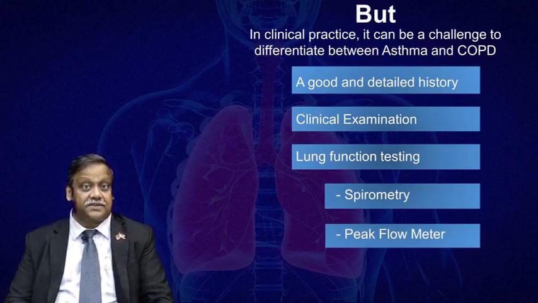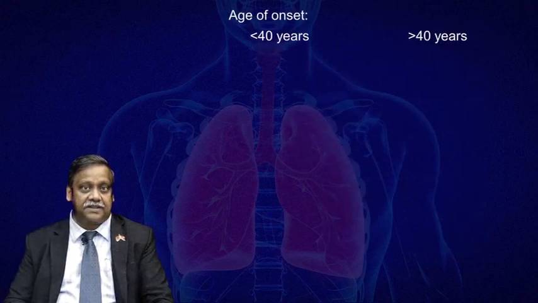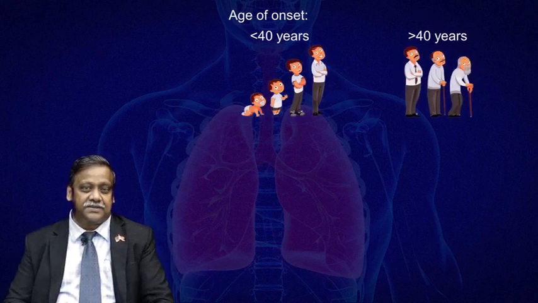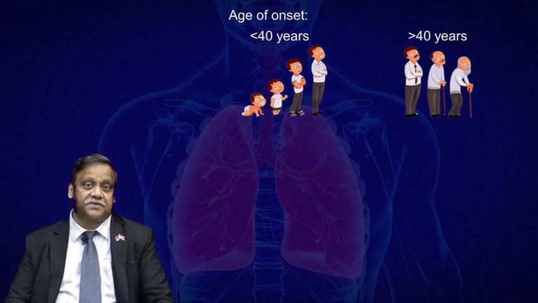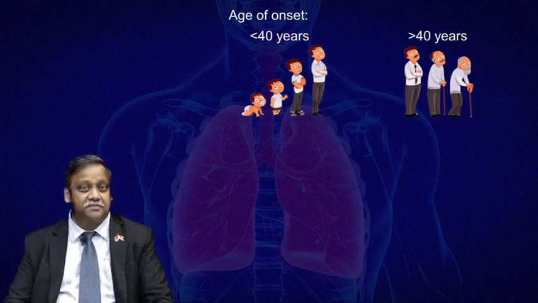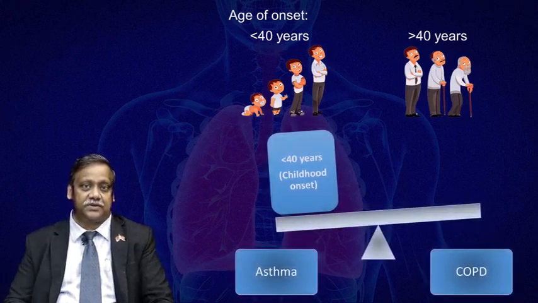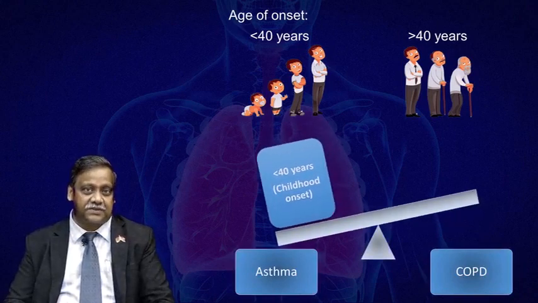When did your symptoms start? When did your symptoms of cough and breathlessness start? If the patient says that the symptoms started before the age of 40, that it started earlier in my life, then you know that this is unlikely to be COPD. In contrast, if the patient says that my symptoms of cough and breathlessness have started after the age of 40, then you know that this may be COPD, but you certainly cannot rule out asthma also in this case. However, if the patient says that I have been having these symptoms since childhood, then you know that this is more likely to be asthma than COPD.